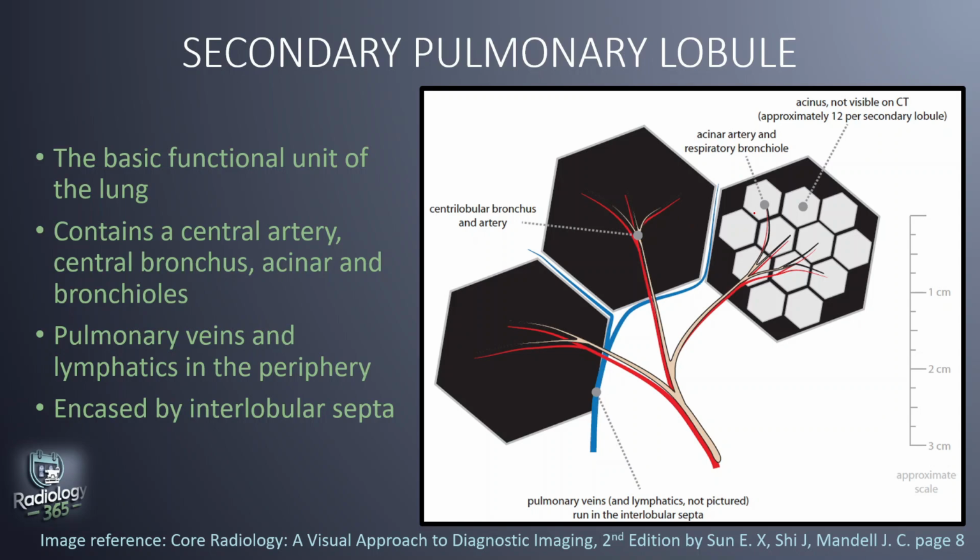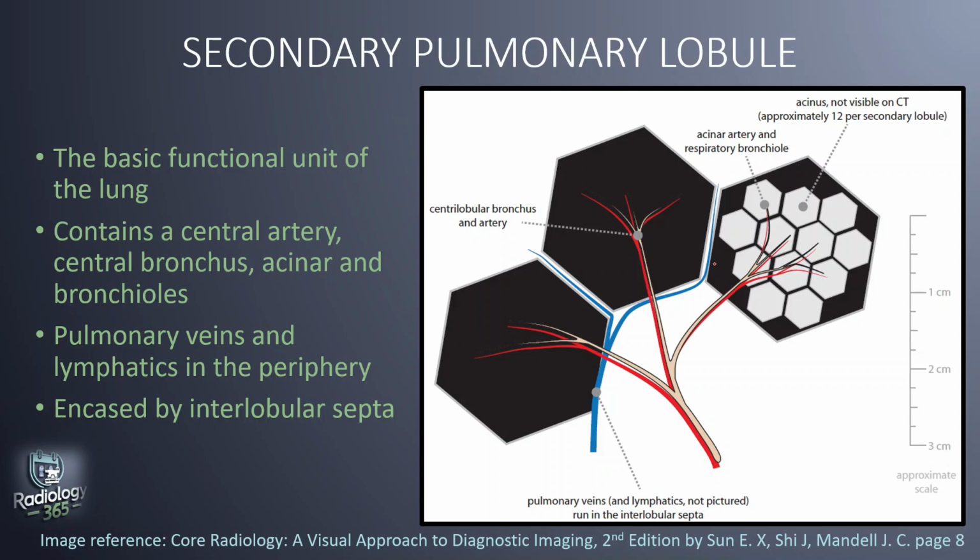Then we have within the secondary pulmonary lobule multiple acini, which are considered the basic unit of gas exchange. Within this acinus, we have multiple generations of branching respiratory bronchioles, alveolar ducts, and alveoli. There are generally about 12 or even fewer acini per secondary pulmonary lobule. Then, if you look at the periphery of the lobule, you can see that the pulmonary vein is in the periphery, and the lymphatics are also found in the periphery of the secondary pulmonary lobule.